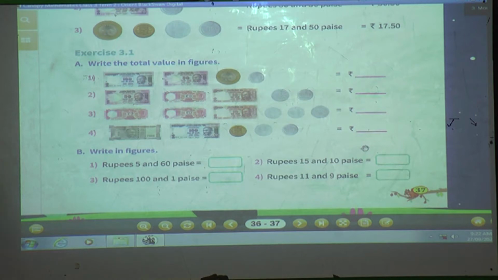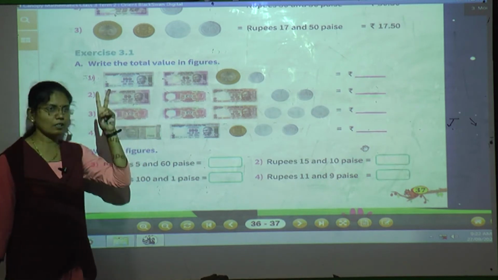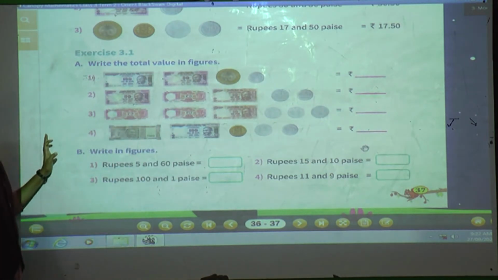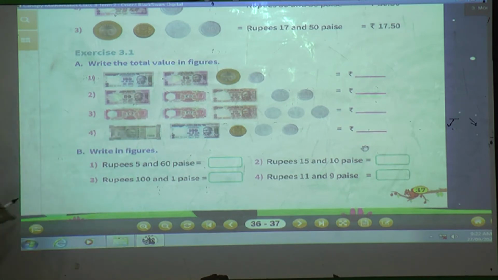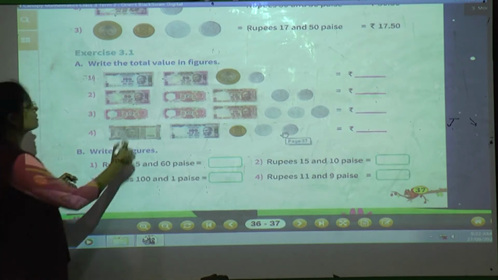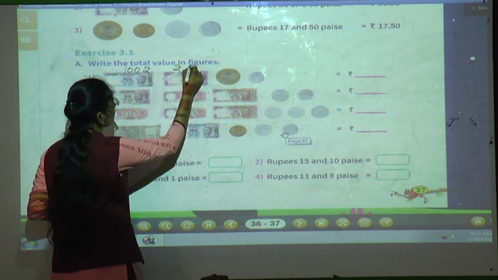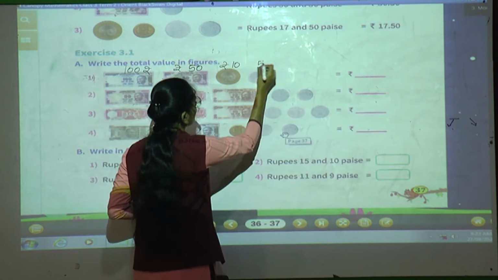See here, in the first example there are two notes and two coins. Okay. Now first of all we will add the rupees. Here 100 rupees note is there. Okay. Then 50 rupees note. Then 10 rupees note, and here 50 paisa coin is there. So this is 100 rupees, this is 50 rupees, this is 10 rupees and this is 50 paisa.